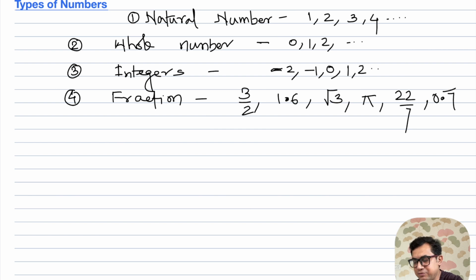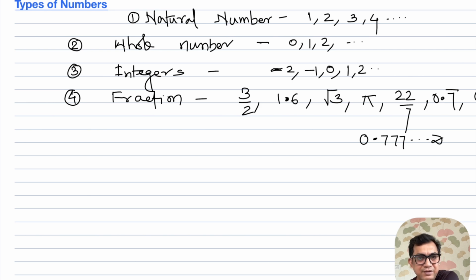0.7 bar. Bar means the recurring number. If I say 0.7 bar, I mean 0.777 continuing till infinity. If I say 0.63 bar, what do I mean by 63 bar? The repetition will be of 63, 63, and it will continue. This is the understanding of numbers.